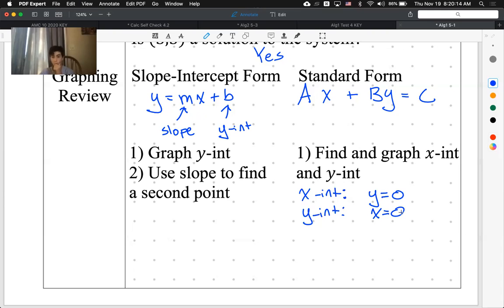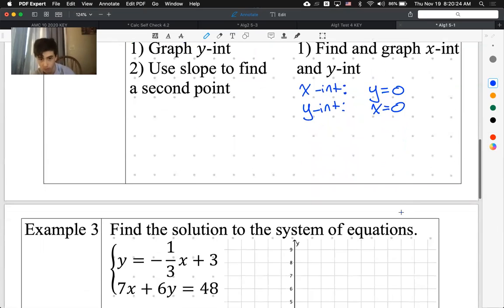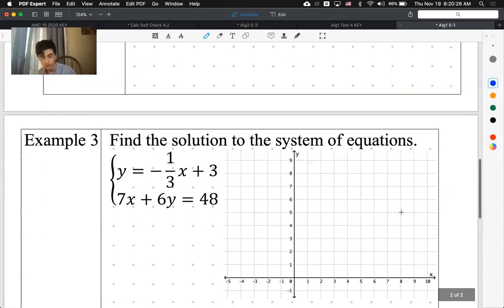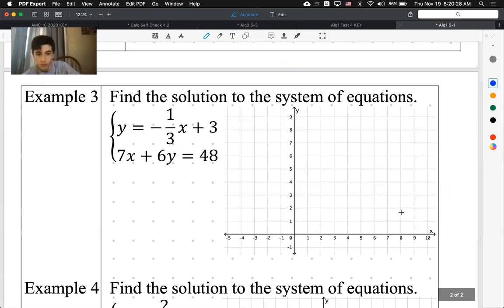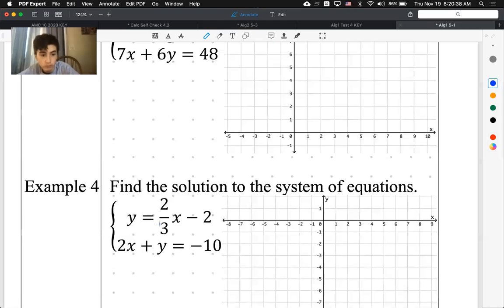All right, let's see how that works on the back side. Let's flip it over after everyone's done copying this down. Flip, flip, flip. No one needs more time? Okay. All right, so find the solution to the system of equations. I gave you a slope-intercept equation and a standard form equation. Look at example number 4. Same type of thing, slope-intercept and then standard form.